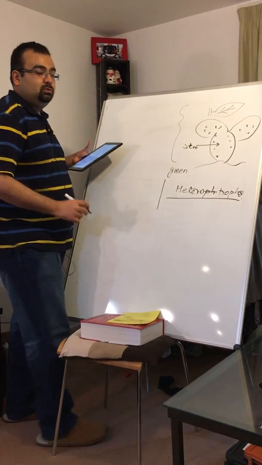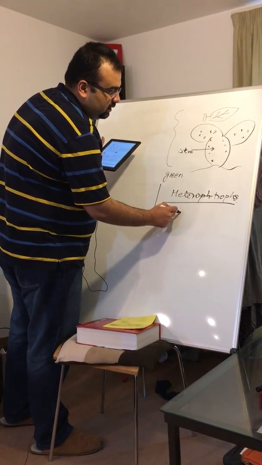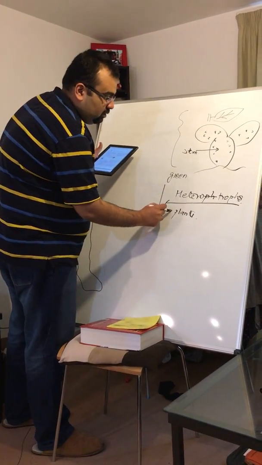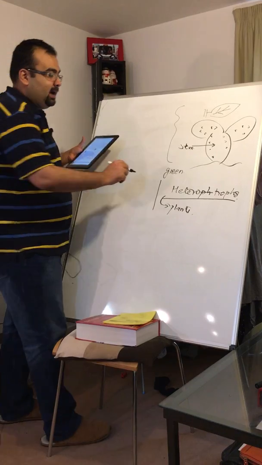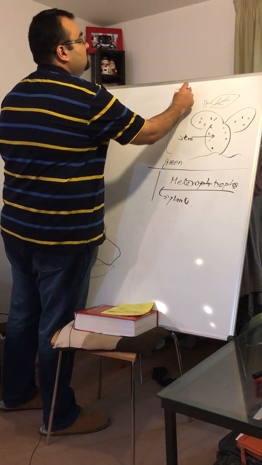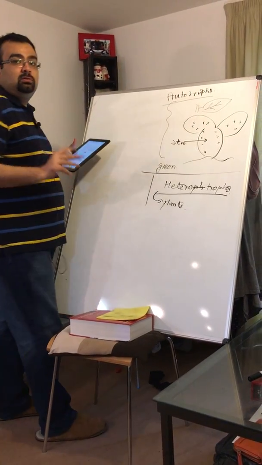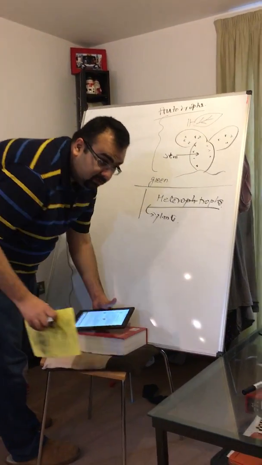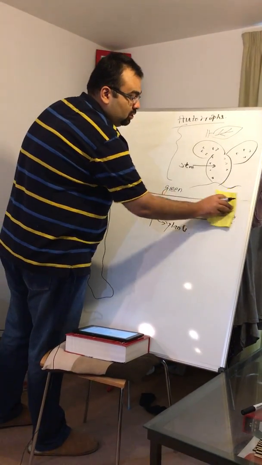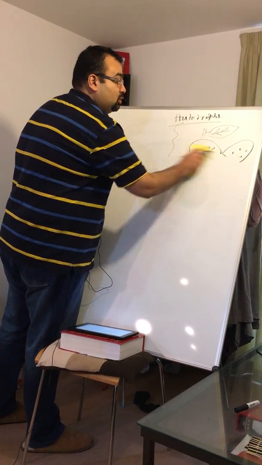Now, heterotrophs could even be plants. There are some plants which do not have this food factory. Okay, we will talk about that separately. But at the minute, we are talking about how the plants, which are the autotrophs, are producing their own food. So don't get confused that plants are always going to be autotrophs. No, like animals, they can also be heterotrophs.